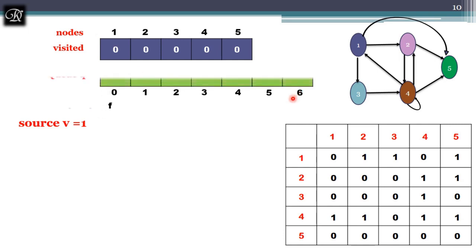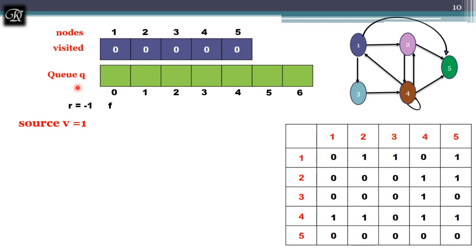Before that, let me create a queue. I have created a queue where rear is -1 and front is pointing to 0, and always this is the condition which should match when you are creating a normal queue. Next, I have visited source vertex 1, so that's why I'm marking source vertex 1 as visited.